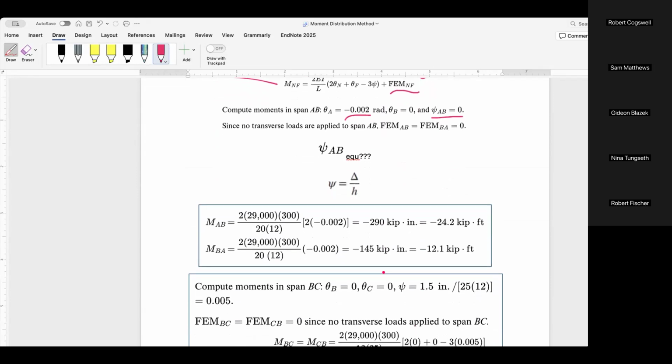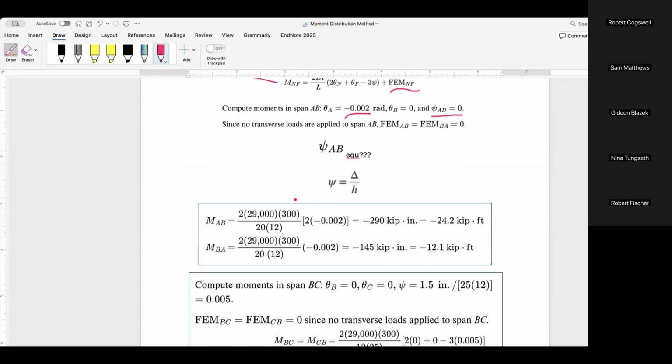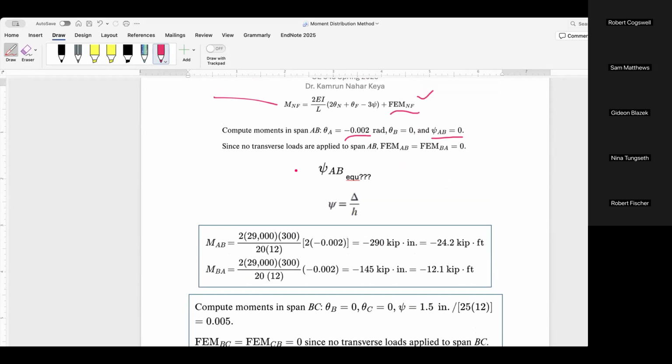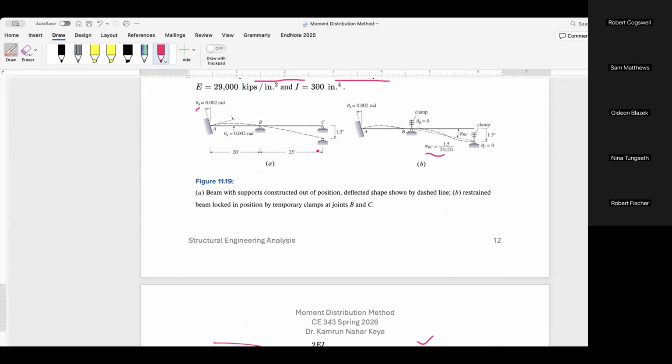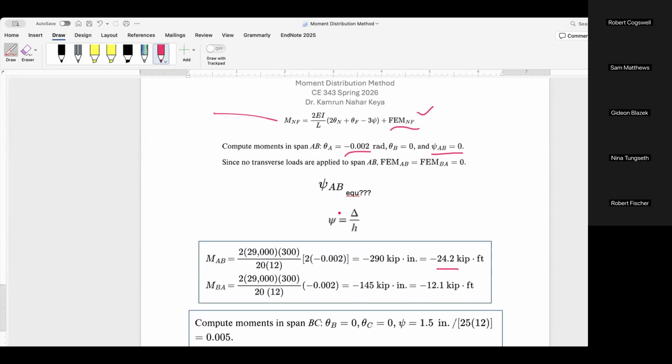Okay. So here we started with AB. So 2EI by L, they just wrote the E and I and L values. 2 theta A, we have theta A's values here. Theta B equal to 0, so they didn't write anything. 3 psi is 0, so that we get this one. And as there is no external load applied, FEM equal to 0.